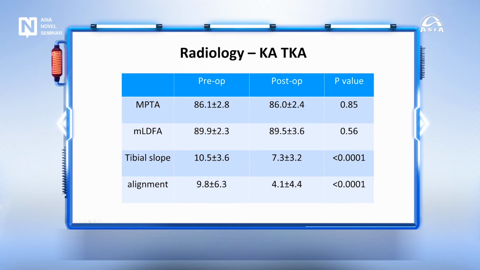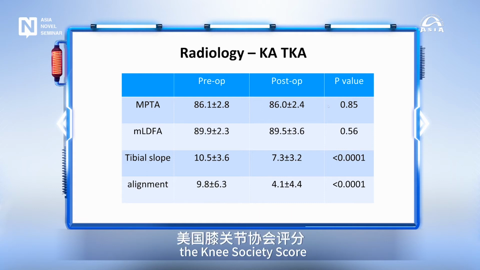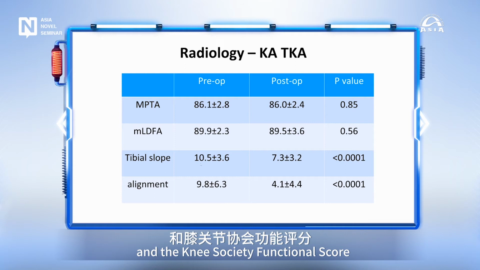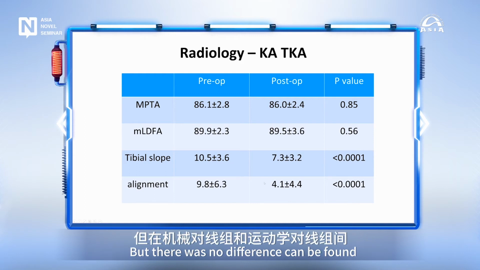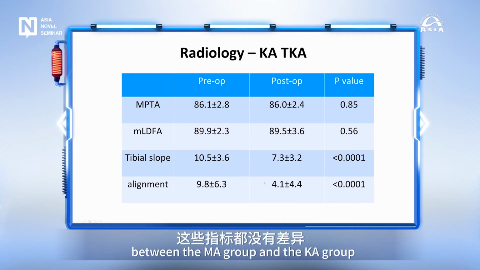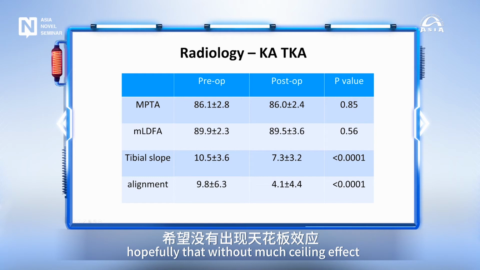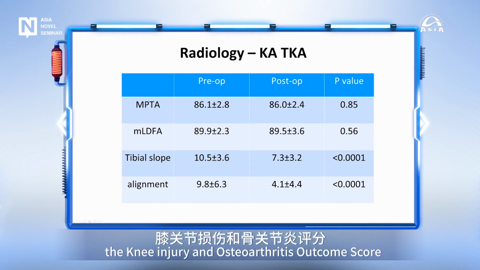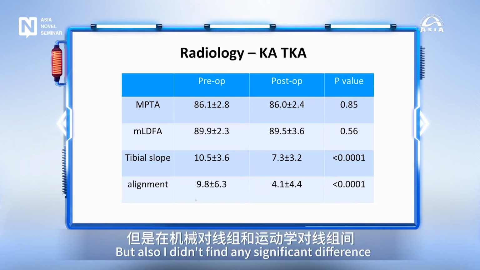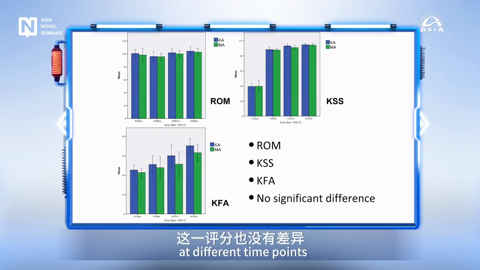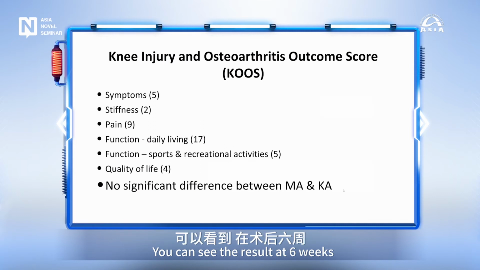So it's quite good. I also assessed the patient's post-op outcome in terms of the range of motion, the Knee Society score, and the Knee Society functional score, at 6 weeks, 3 months, and 6 months post-op, but no difference was found between the MA group and the KA group. Again, I used another score, hopefully without much ceiling effect. This is the Knee injury and Osteoarthritis Outcome Score, the KOOS. It's more comprehensive, but I also didn't find any significant difference between the MA and KA group at different time points. Finally, I also used the Forgotten Joint Score. You can see the result at 6 weeks.